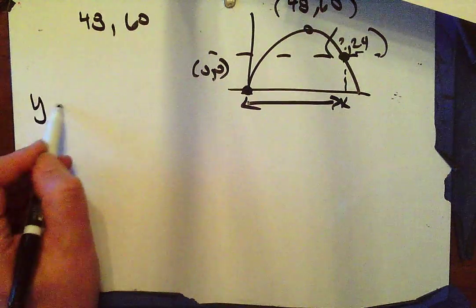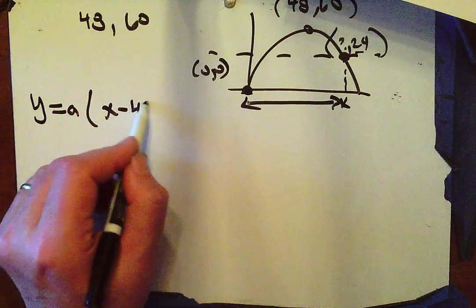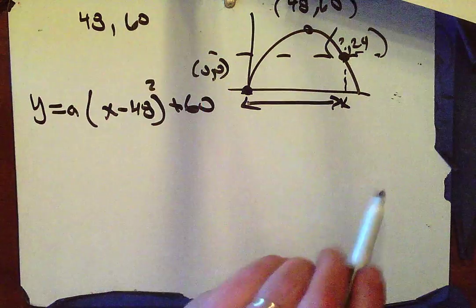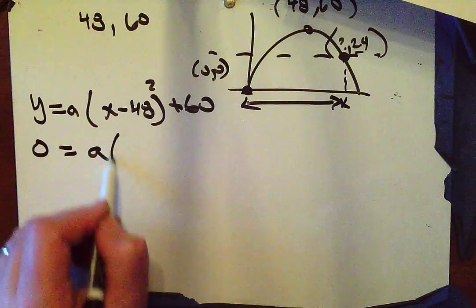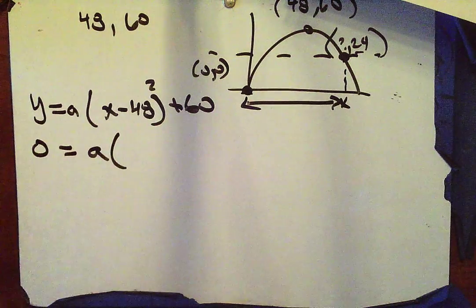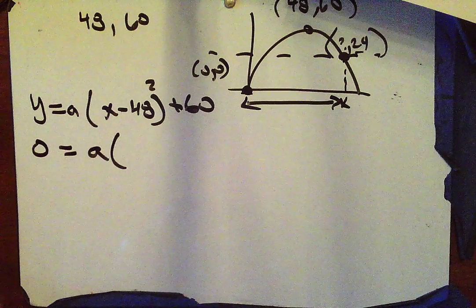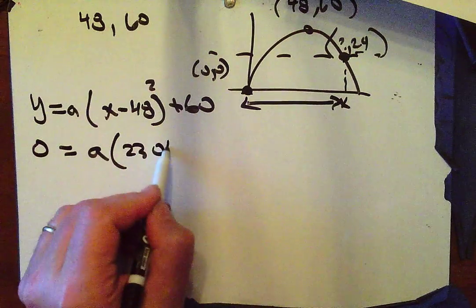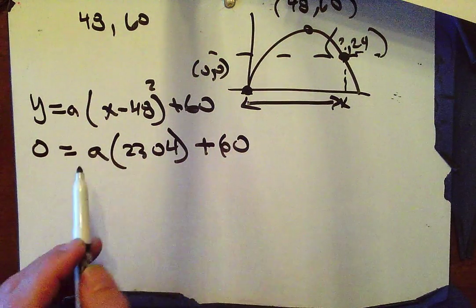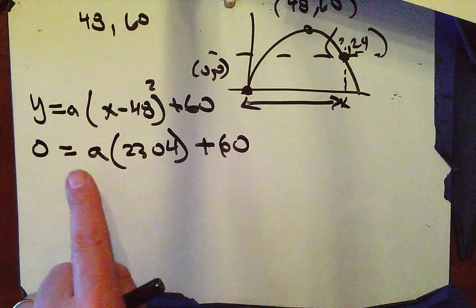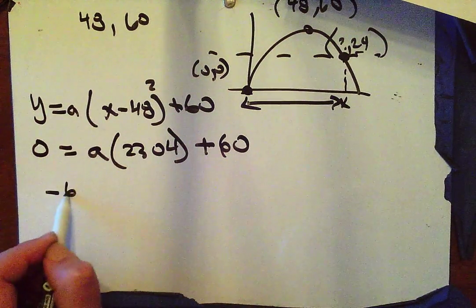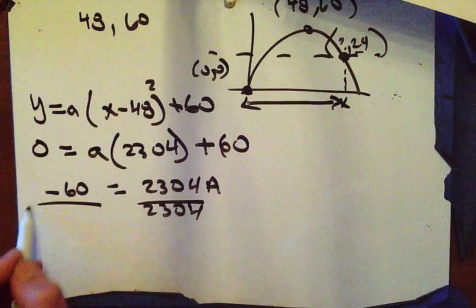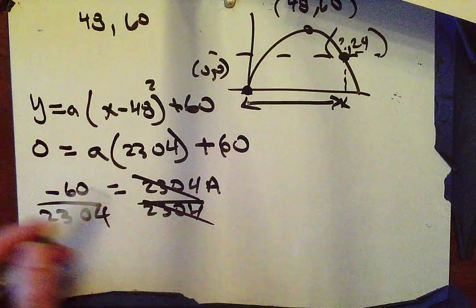We're given vertex form, so I'm going to start with vertex form. There's my vertex. And up, I have a second ordered pair to help me find A. 0 equals A times 0 minus 48, which is negative 48. And 48 squared is going to be 2304, plus 60. Now, I can't add these. This does not have an A. This does have an A. I can subtract 60. And then divide by 2304. Okay, so there's my A value.